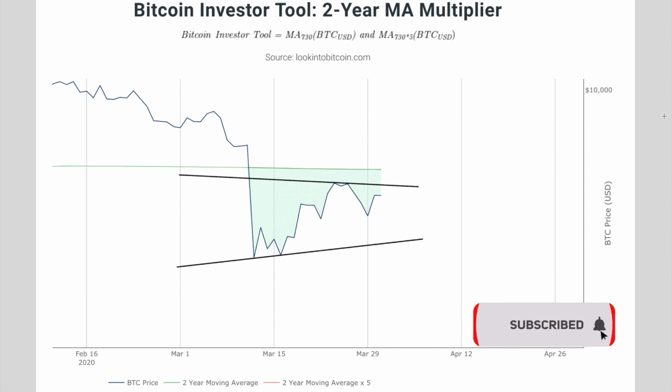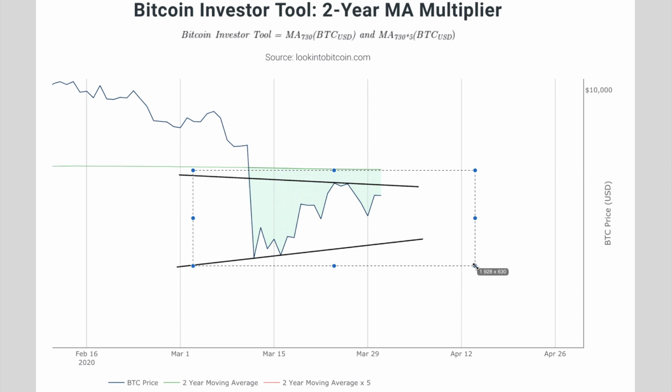Today we're going to be focusing first and foremost on the Bitcoin investor tool. This is the 2-year moving average multiplier. We're just watching for this wedging structure. Nothing has really changed since the last video, aside from the fact that we're actually seeing a lower high relative to this black diagonal resistance.